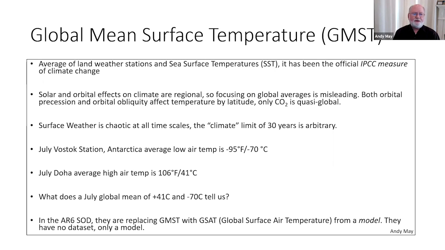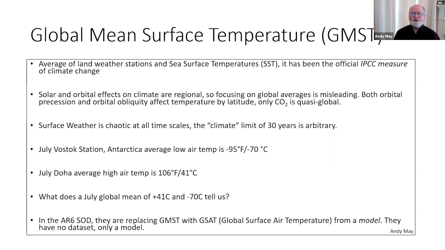Now, global average temperature has a built-in bias because solar and orbital effects on climate are regional. They change by latitude. The southern hemisphere doesn't change in sync with the northern hemisphere or at the same rate. In fact, the southern hemisphere is warming much slower than the northern hemisphere today. Both orbital precession and orbital obliquity affect temperature by latitude. Only CO2 is perhaps global.